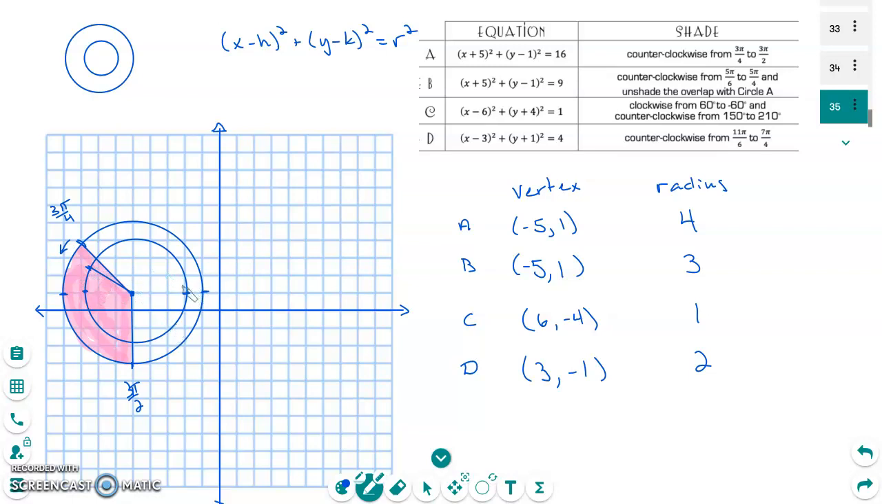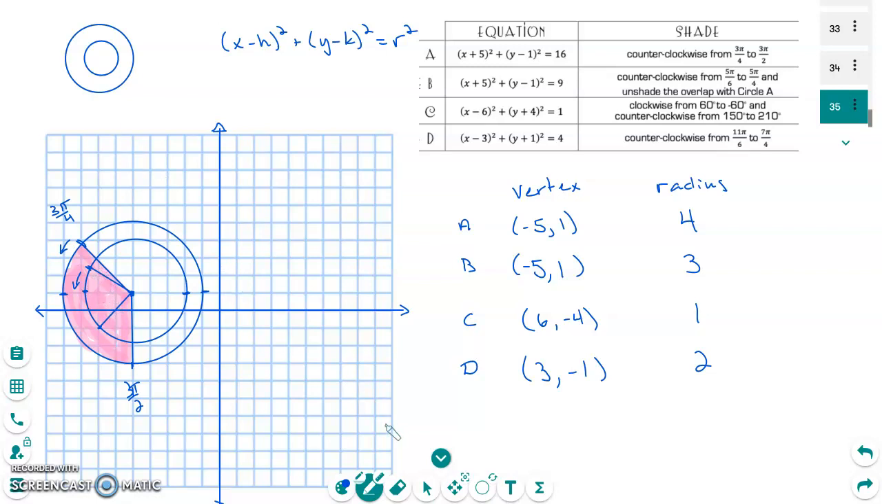And 5 pi over 4, there's 1, 2, 3, 4 pi over 4 here, so 1 more right there. All right, and we're going to go again counterclockwise, from there to there. Now if you look at what it says, we're going to shade that and then we're going to unshade the overlap with circle A. Now this whole section right here overlaps with circle A. So they're really asking you to put a hole in it here.